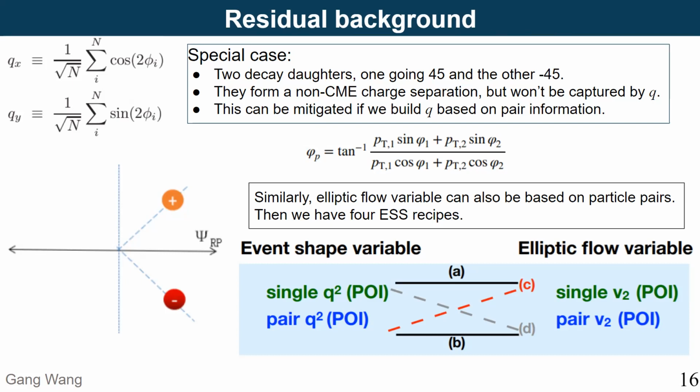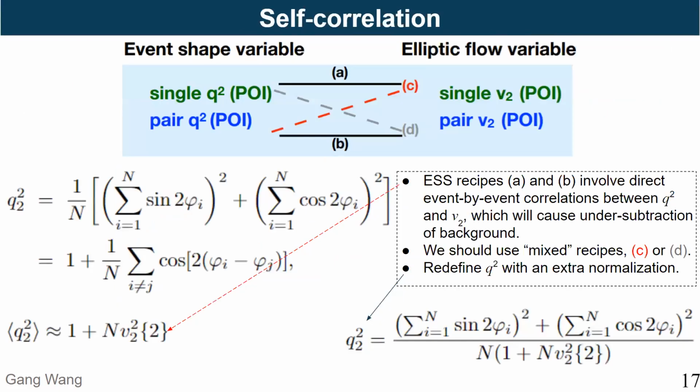And not only for the Q, we can use particle pair. For the V2 observable, we can also use particle pair. So altogether, for the flow event shape variable, we can have single or pair Q. For the elliptic flow variable, we can have single and pair V2. So we have 4 combinations now. Previously, we only had single, which doesn't seem to work well.